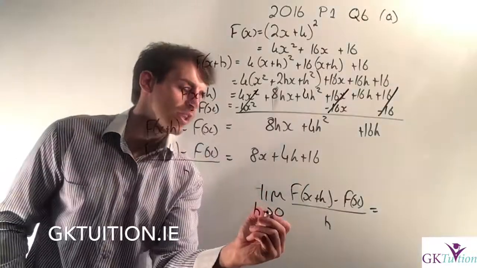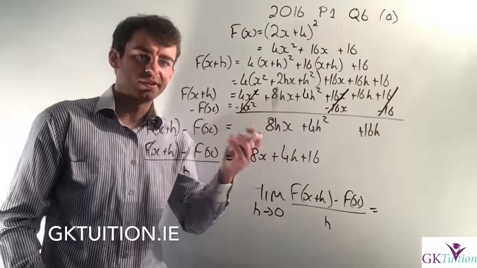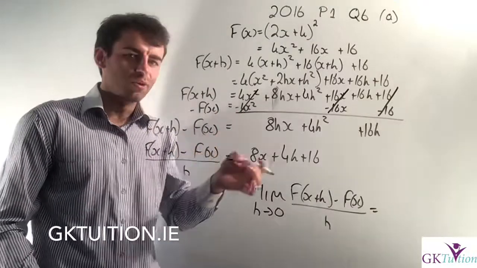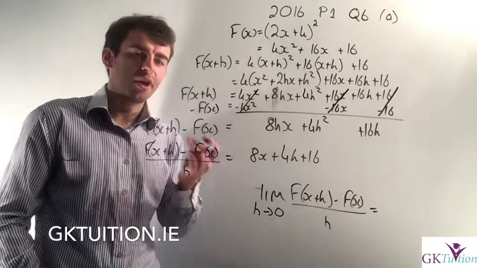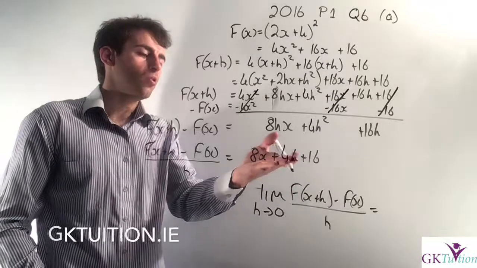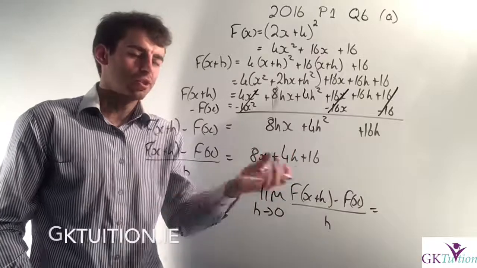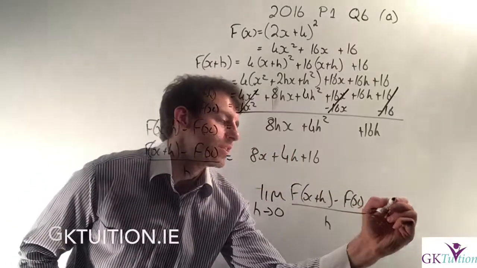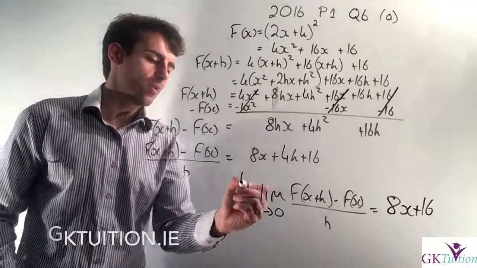So to get the limit as h is approaching 0, basically it means that h is getting smaller and smaller and smaller. It's getting so small that it might as well be a 0. It's not actually a 0, but it might as well be. But for the purpose of doing this question, we treat the h as if it is a 0, which means obviously 4 times 0 is just 0. So my final answer in this case is 8x plus 16. So that's my final answer.